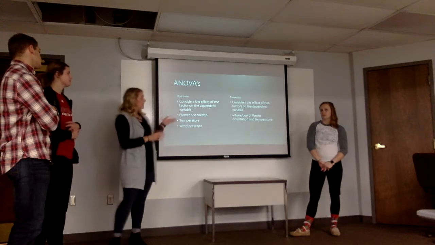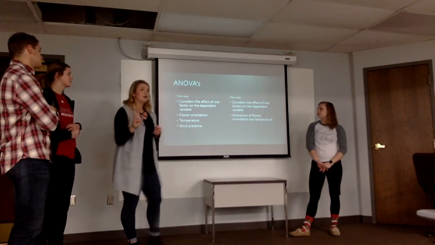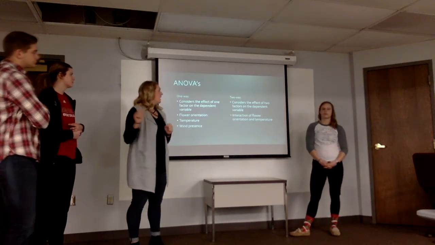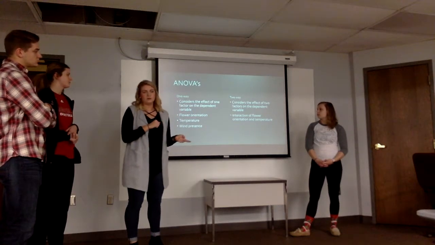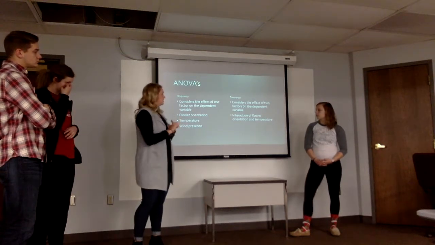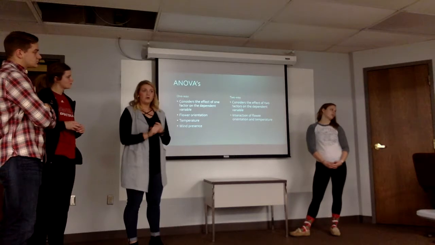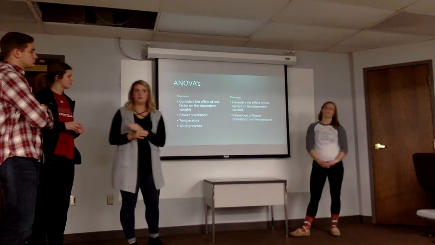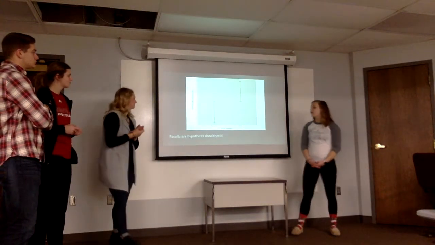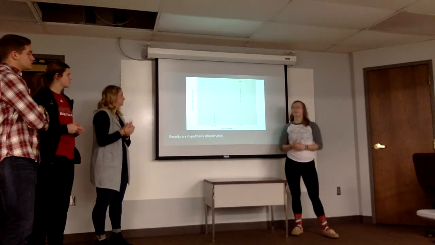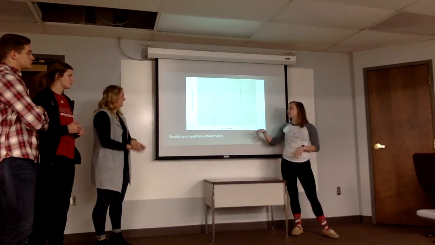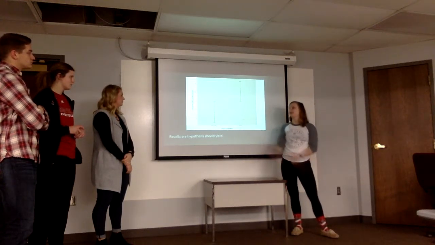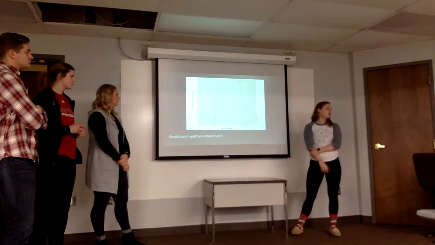And we also did a 2-way ANOVA test, which considers 2 variables, or 2 factors, dependent on the wing beat frequency. So in this, it was actually going to be the interaction of flower orientation and temperature with the wing beat frequency. Okay, so this graph is just what we showed earlier, what our hypothesis should yield, so lower wing beat frequency on the horizontal flowers.